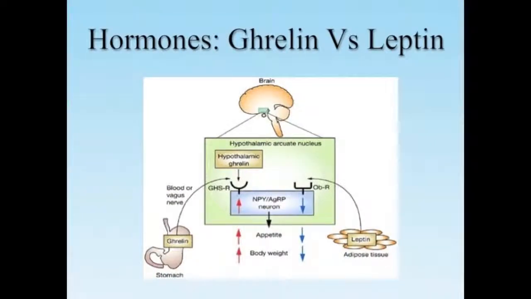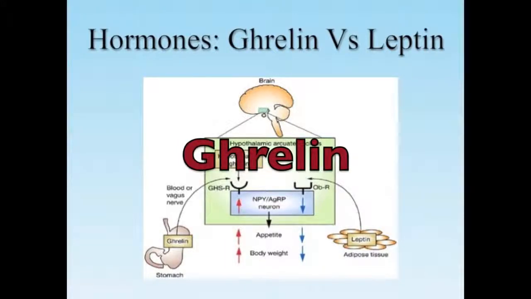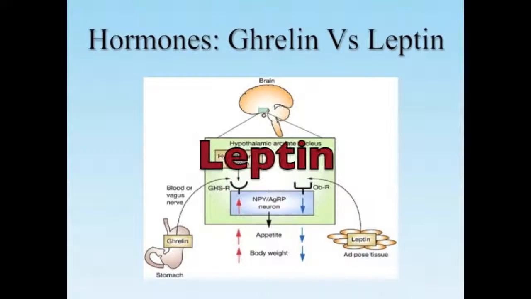I want you to look at this diagram. This diagram shows the new hormones that we've discovered that interact with each other, and essentially it's a balance between two different hormones. Ghrelin, which is produced by specialized cells in the stomach, is called the hunger hormone. Whereas leptin, which is produced by fat cells in the body, is the satiety or feel-full hormone.